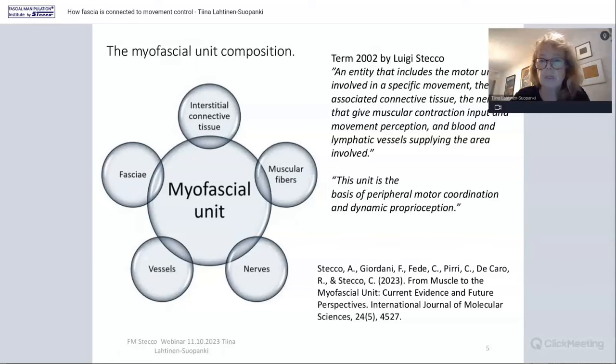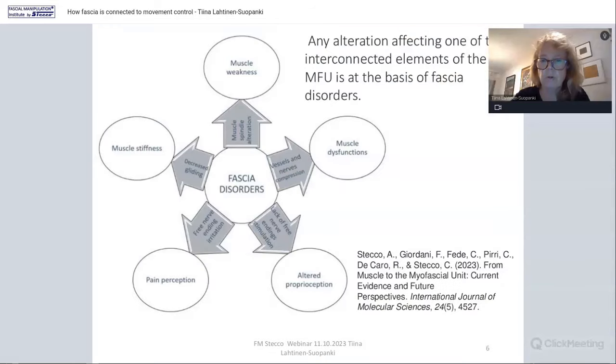Then we go to the next slide, number 6. And should there be any problems on this? I don't know. It doesn't. Can you, Marco, put the next slide?